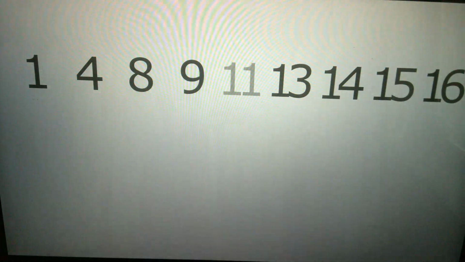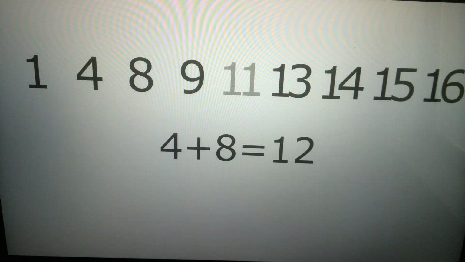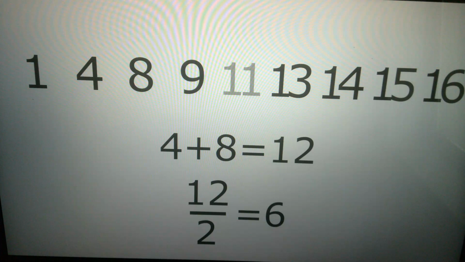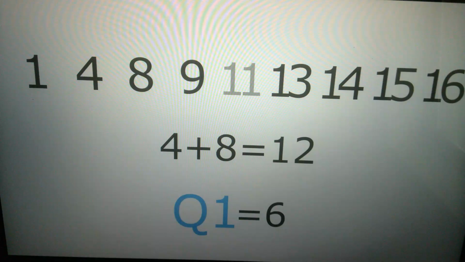You know what to do for medians that fall between 2 numbers. The middle here is between 4 and 8. So we have to find the mean of 4 and 8. 4 plus 8 equals 12. And 12, we then divide by 2. 12 divided by 2 is 6. So the first quartile, Q1, is 6.